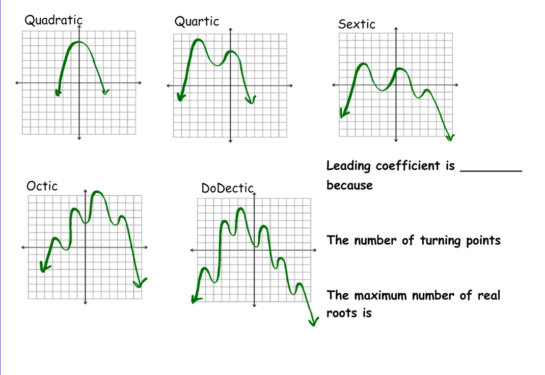Next thing, oh, look at these. Oh my God, they all look like I turned all my cups of water upside down, even the really weird dodectic one. If I tried to pour water in it, it would all fall out. Well, these all have leading coefficients that are negative. These are still even degrees. Even degrees, leading coefficient is negative, all my water falls out. The number of turning points is still one less than the degree, or the degree is one more than the number of turning points. The maximum number of real roots is equal to the degree.